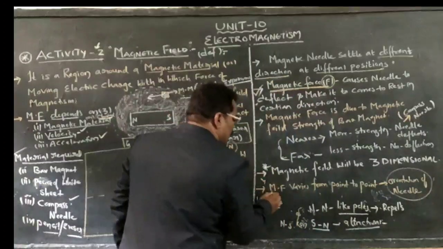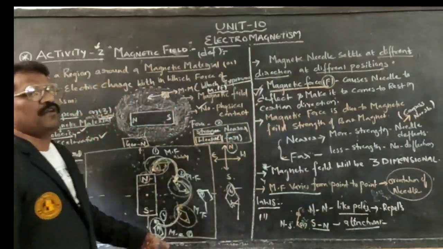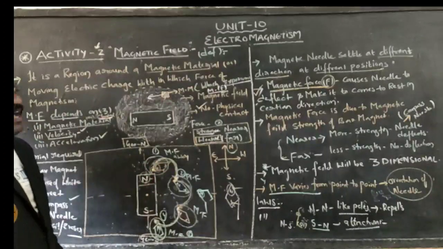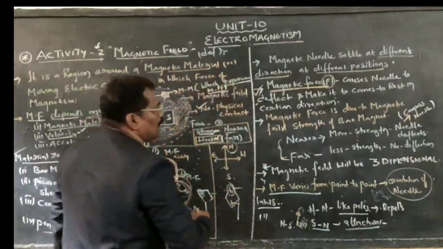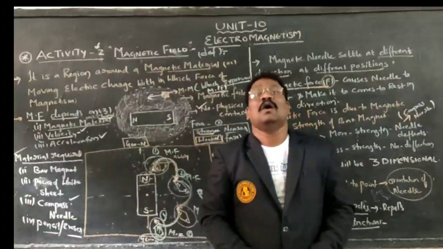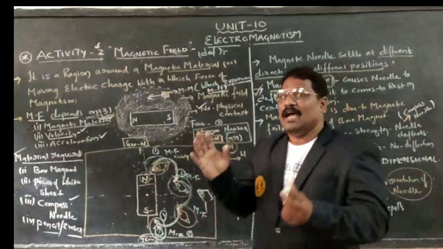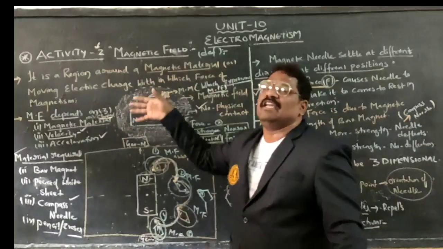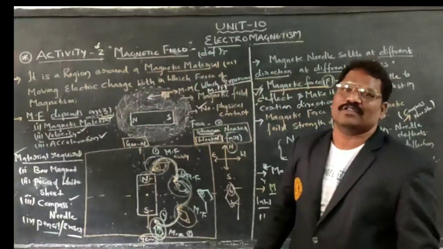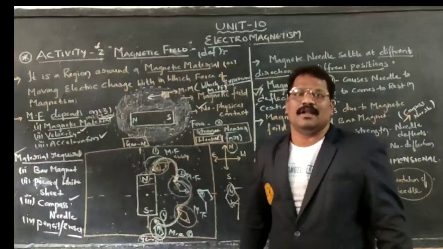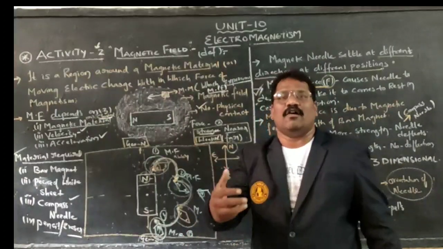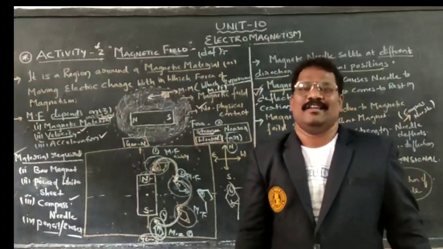Similarly, this magnetic field varies from point to point depending upon the orientations also. We have seen it. This is the total concept about the magnetic field and how the magnetic force is experienced by a magnetic material. Thank you, children. Watch this video a number of times to get an idea on the magnetic field. Thank you.